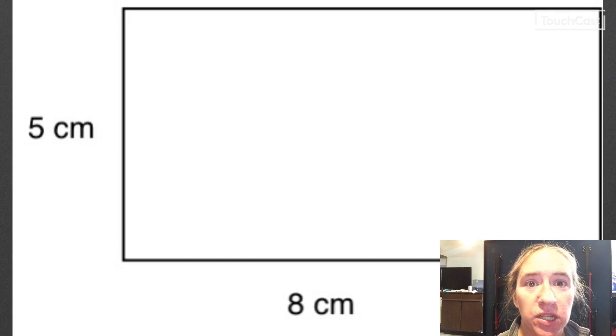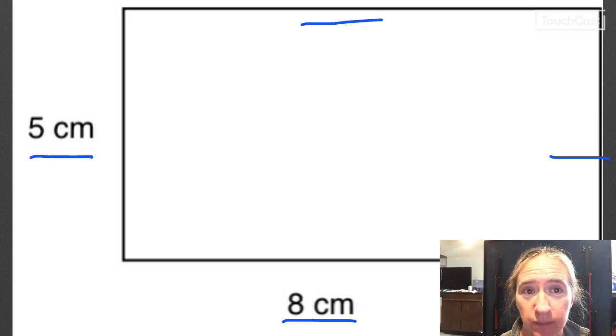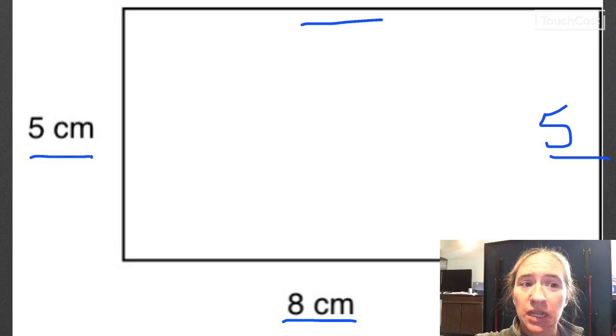Another rectangle, but oh no, they've only given us 2 of the side measurements. We can see that this side is 8 centimeters and this side is 5 centimeters. But what about this side and that side? Well, because it's a rectangle, we know that opposite sides are the same length. So if one side is 5 centimeters, the opposite side is also 5 centimeters. Same with the 8. If the bottom is 8 centimeters, then the top is 8 centimeters.